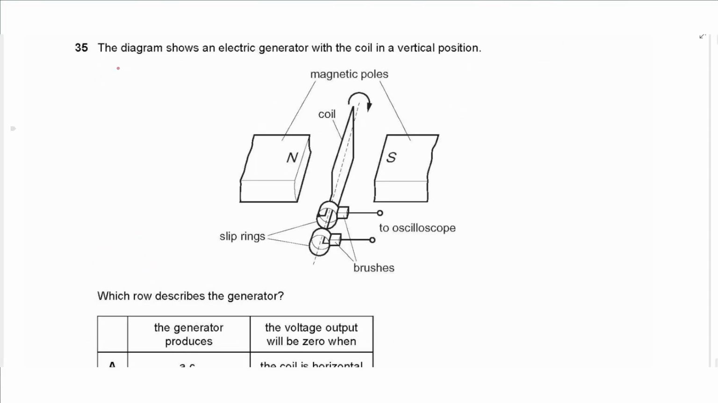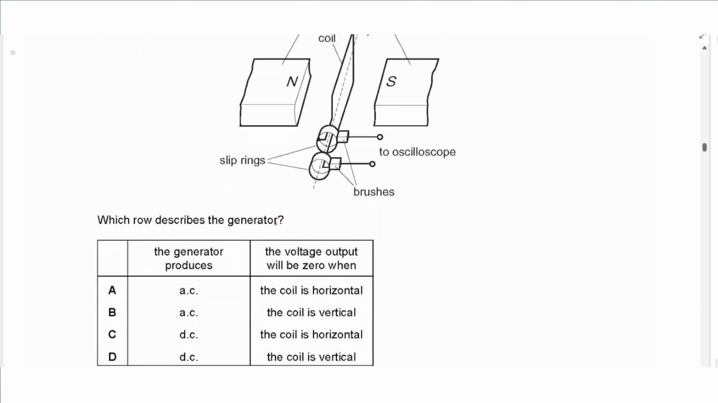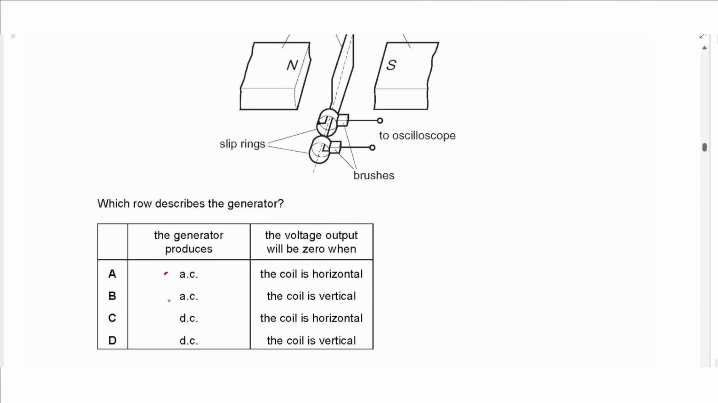Question 35 says the diagram shows an electric generator with the coil in a vertical position. Which row describes the generator? It generates AC, not DC, and the voltage output will be 0 when it is vertical, not horizontal. So the answer is B.